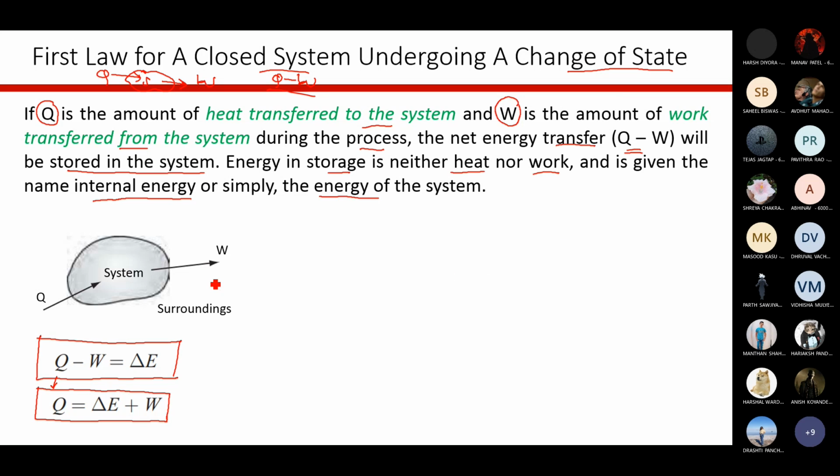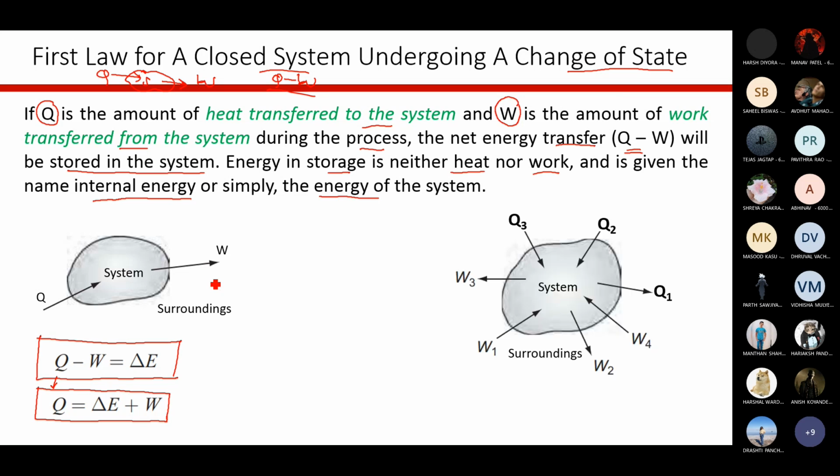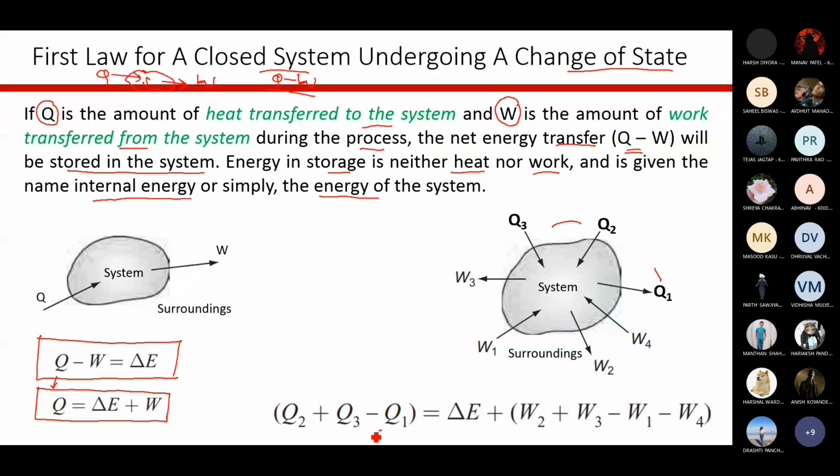Now what are the components of which this delta E is made up? We are going to talk about that in the next slide. So look at the right-hand side. If you have a larger number of heat and work interactions, then, as we just talked about in the first law applied to a cycle, we summarized it, similarly this is also valid here, that you can write the sum of all the heat interactions with the system, right?